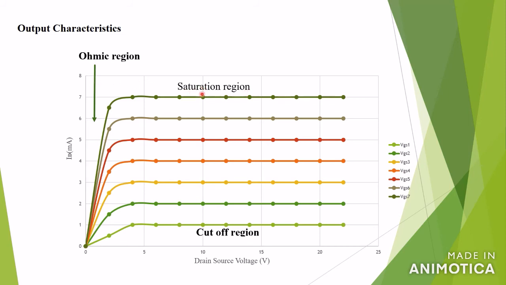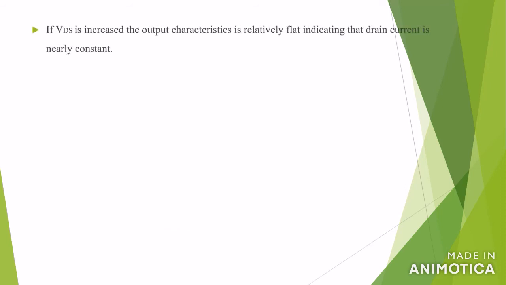And the third region is the saturation region. In the saturation region, the gate source voltage will be much larger than the threshold value. Under this region, the MOSFET is said to be completely on, that is, fully in the on state, and the drain current will be at its maximum value. So this is the output characteristics of the MOSFET.